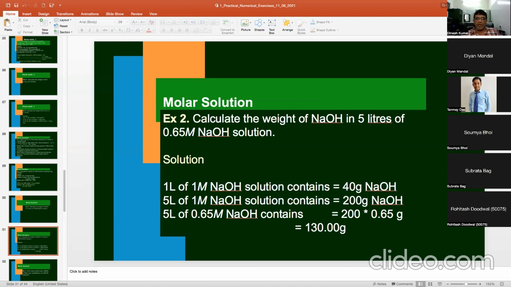Then 5 liter of 0.65 instead of 1 molar. Now you have 0.65 molar, and you multiply it by 0.65, you get 130 gram.